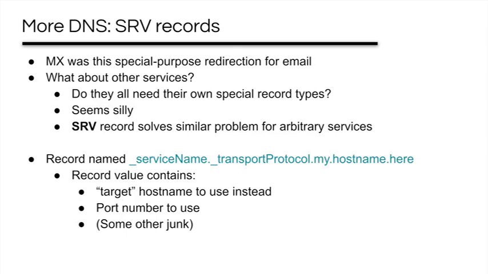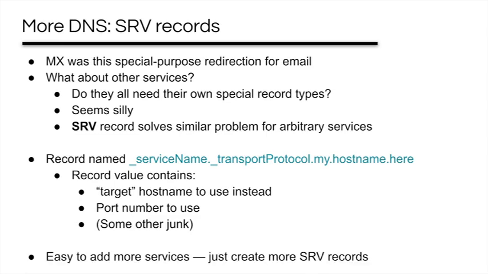And this means we don't need to set aside a specific well-known port for every service, and we don't always need to use the same one. It can be looked up dynamically. So notice that it's really easy to create more services. You just need to add a record with the appropriate name. You don't need to define a whole new record type and try to get it standardized or anything.